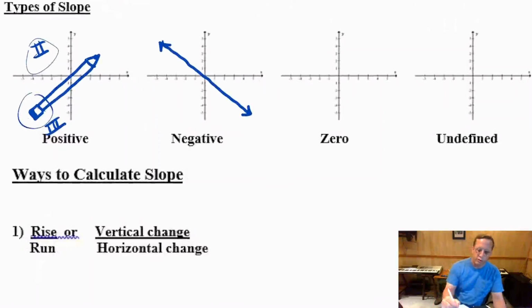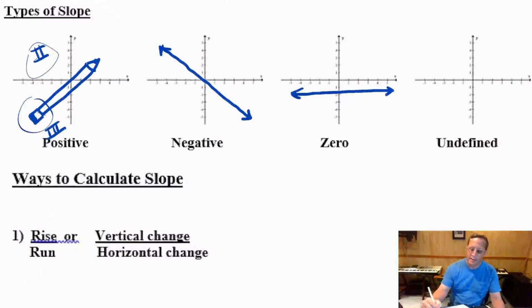If it has a zero slope, it's a perfectly horizontal line. I'm probably not drawing this perfectly, but it does not go up or down, it's just flat. And an undefined slope is straight up and down, it's vertical. We'll talk about what makes those zero and undefined as well.